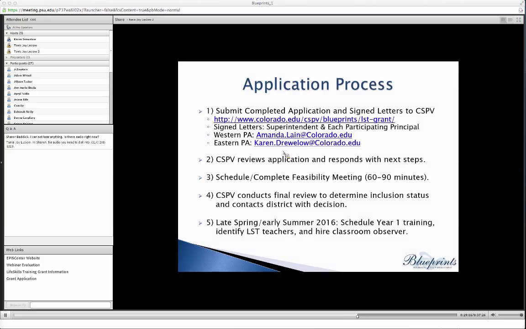Usually within 1 to 2 weeks after that feasibility meeting is complete, we do a final review and we inform the applicant of inclusion status. So again, as long as those eligibility requirements that I've covered are met, then your district would be included in the grant. So if you have been awarded the grant, then in late spring or early summer of 2016, we go ahead and schedule the year 1 training. We work to identify who the teachers will be, and we hire a classroom observer. And that's someone who is local to your area. We take recommendations from the district of who might be a good person for that position.